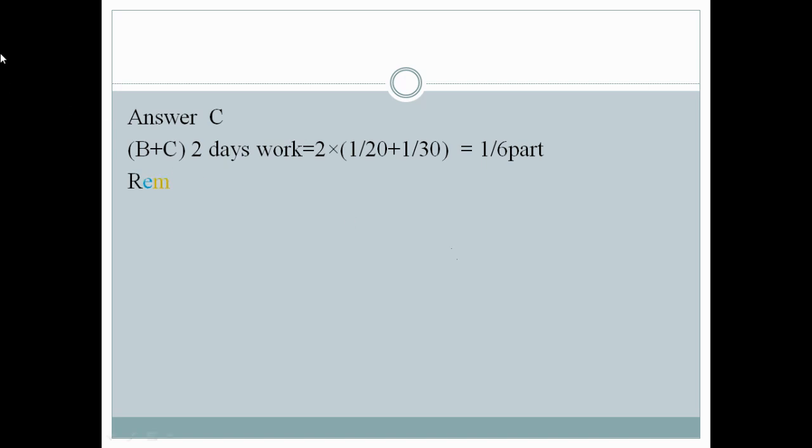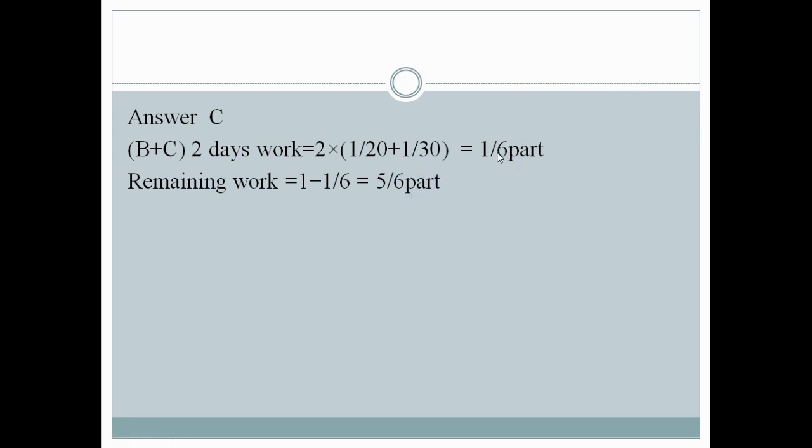So look at that, B plus C's 2 days work is 2 into 1 by 20 plus 1 by 30. 1 by 20 is nothing but the 1 day work of B and 1 by 30 is 1 day work of C. As they work for 2 days, 2 into 1 by 20 plus 1 by 30, that is 2 days work of B and C together, that we will get 1 by 6, which means in 2 days B and C completed 1 by 6 part of the work.